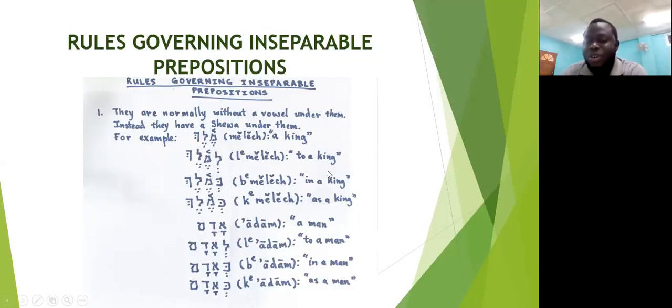Should we not pronounce it as Limelech instead of Lemelech? Because I believe we learned a lesson where, for smooth pronunciation, instead of saying Lemelek, we say Limelek, something like this, if I remember well.